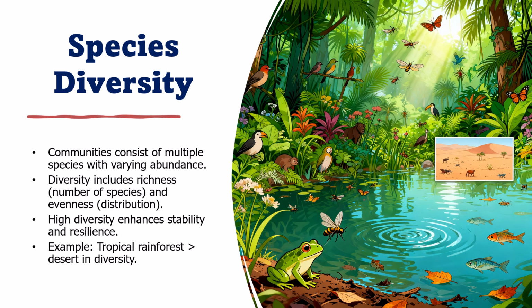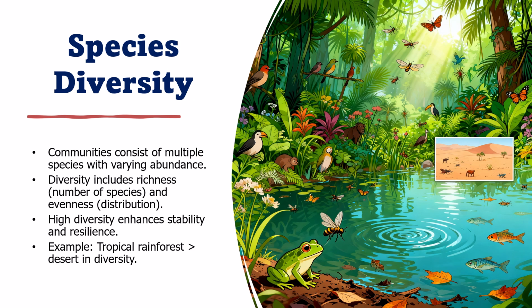So the first characteristic of a community is species diversity, which is a key feature of communities consisting of two components, that is richness and evenness. Richness refers to the number of species present, while evenness describes how equally individuals are distributed among species. A community with many species but one highly dominant species may still have lower evenness. Higher diversity generally promotes stability because different species play complementary roles, ensuring ecosystem resilience against disturbances.